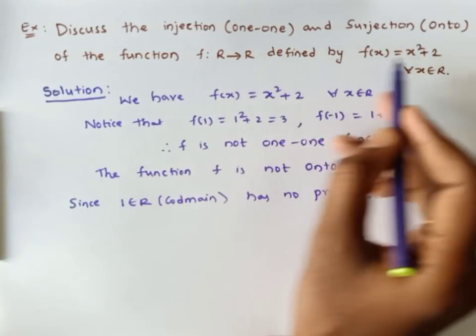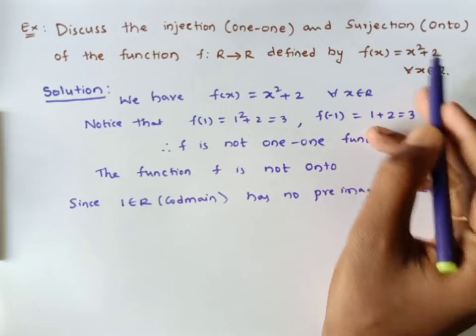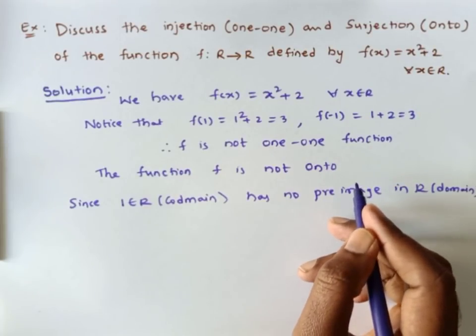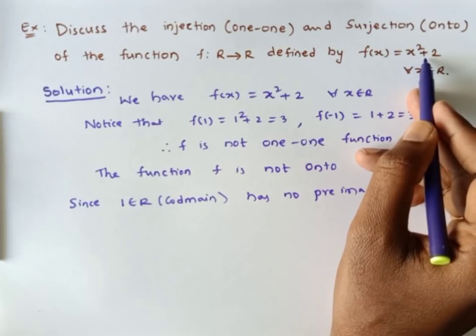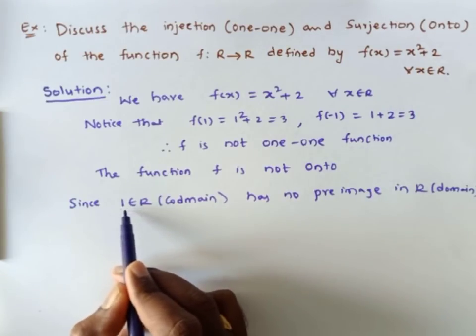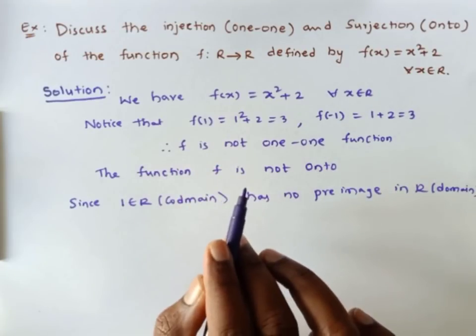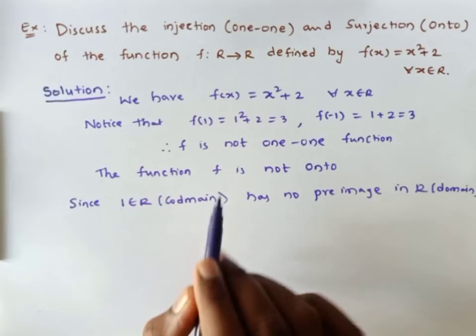Whatever value we substitute for x, there is no chance that the total value becomes 1. This is always more than or equal to 2 only. Therefore there is no pre-image for 1. Just one example. There is no chance that a pre-image exists for 1.